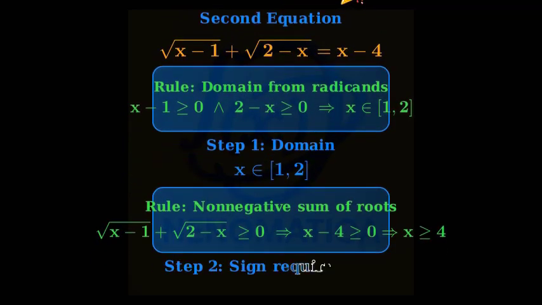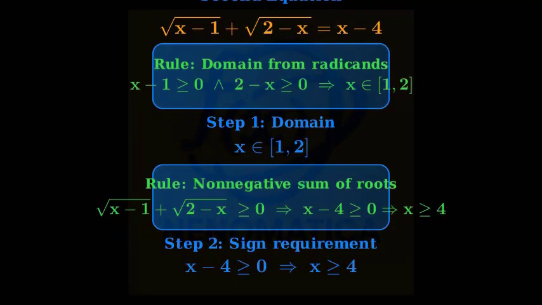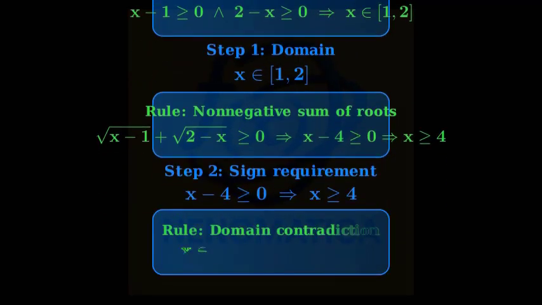These sets do not overlap, so there is no real solution. Quick summary. We found x equals plus or minus 1 for the first equation using domain and equality conditions. For the second, the domain and sign requirements contradict, so no solution.